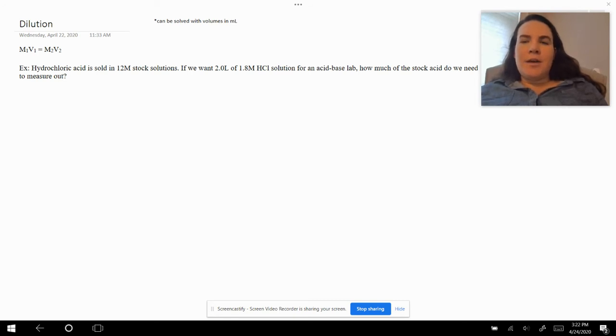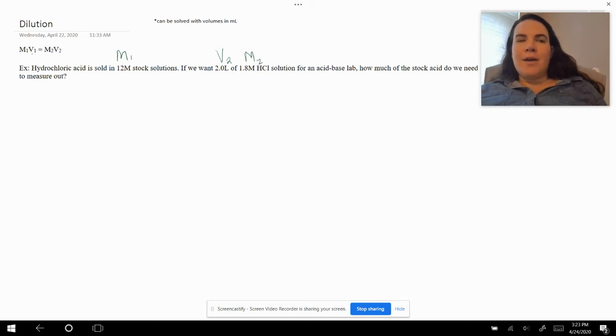Just like with the gas law problems, what we call 1 versus 2 doesn't matter as long as we keep the conditions the same. So like 2 liters of 1.8 molar, those should go on the same side of the equation, and then 12 molar will go on the opposite side. So I'm going to call this one M1, and then this is going to be M2 and V2. But if you call that M1 and V1 and that's M2, no problem. You'll still get the same answer. We'll be given 3 numbers, solving for the 4th.